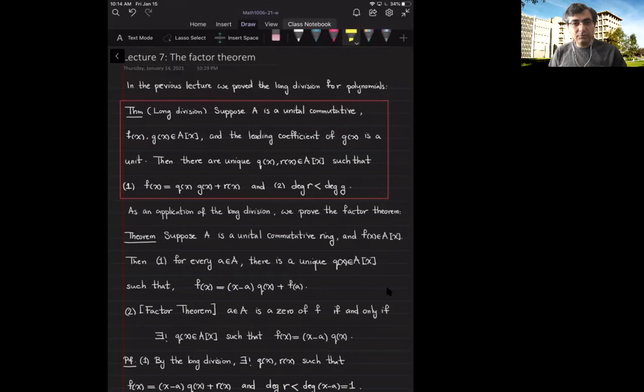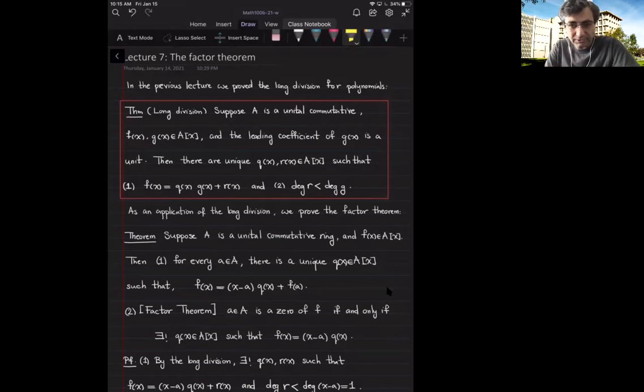For a field, we can always divide an arbitrary polynomial by another non-zero polynomial, because the leading coefficient of every non-zero polynomial is a unit when the ring of coefficients is a field. So we will come back to this property later on. But for now, I want to prove the factor theorem, which is an important application of the long division algorithm.